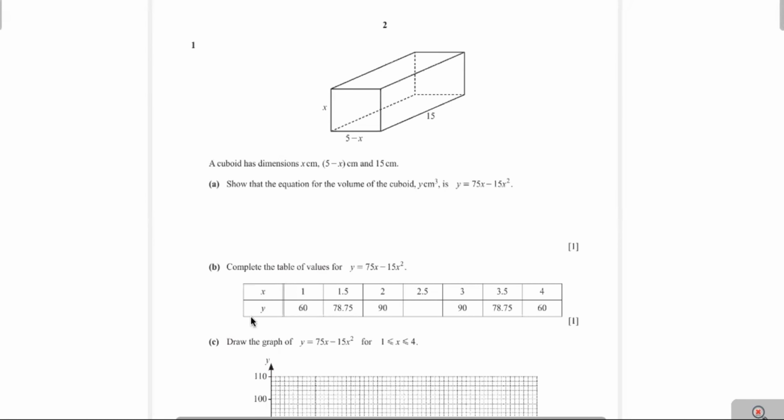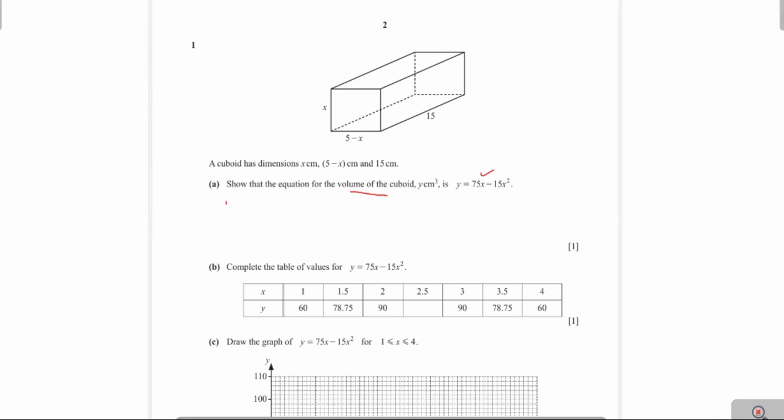Question number 1. A cuboid has dimensions x centimeter, 5 minus x centimeter and 15 centimeter. Part A, show that the equation for the volume of the cuboid, y cubic centimeter, is y equal to 75x minus 15x squared. Now you see here we have to prove the volume of the cuboid is equal to this expression.